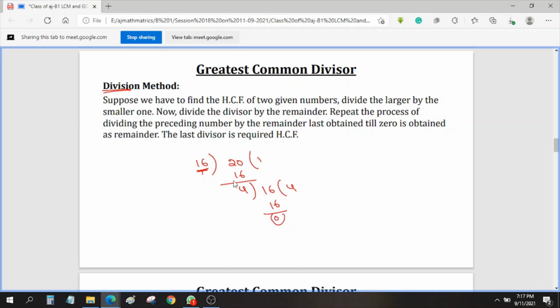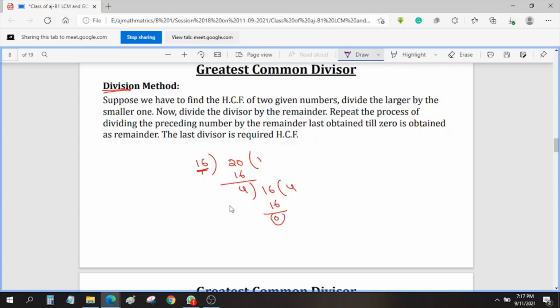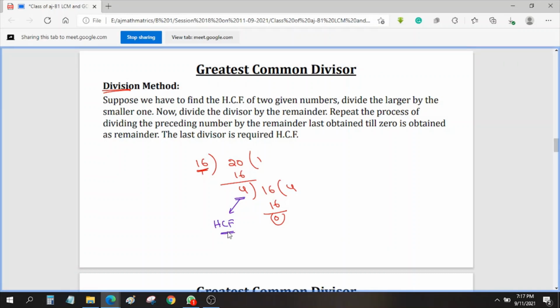So, the greatest common divisor. What is the greatest common divisor here? This is the greatest common divisor. So this is the HCF, and this is one more method. So to find HCF we have three methods, and to find LCM we have three methods. Whichever is comfortable, you just go with that method.